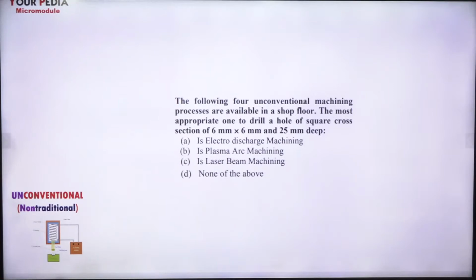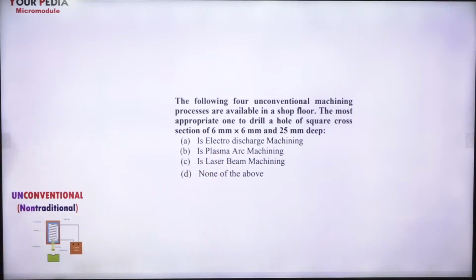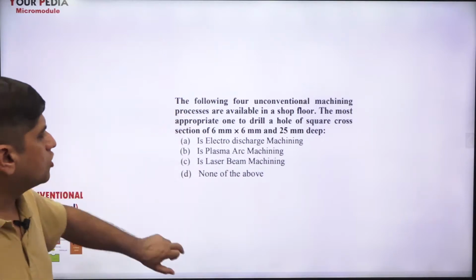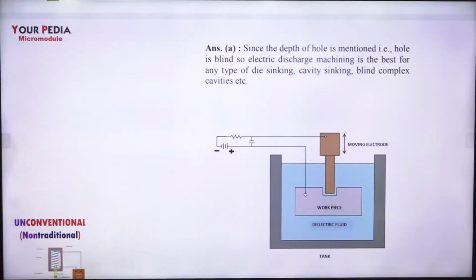Let's go to the next question now. We have given four unconventional machining processes. Which is the most appropriate one to drill a hole of this size? Tell me, which non-traditional machining process shall you use to drill the hole of this size? Okay, you have to make a micro drill. Which one shall you use? And the answer for that is electric discharge machining.